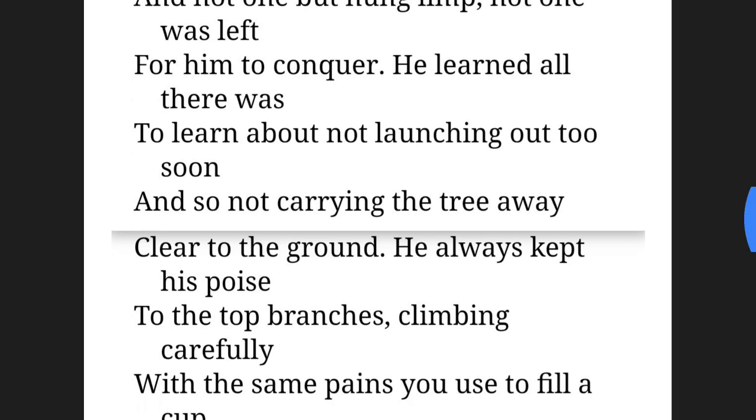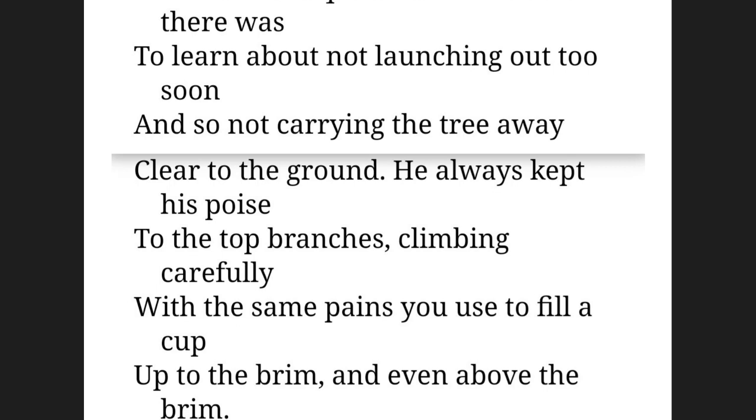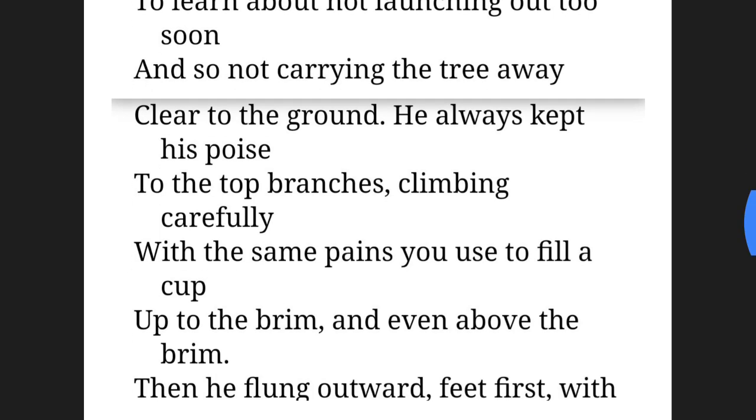He always kept his poise to the top branches, climbing carefully with the same pains he used to fill a cup up to the brim. So, how did the boy bend the branch? Well, the lower part of the tree is much thicker and is difficult to bend. So what you have to do is climb the tree to the topmost branch where it is the thinnest. And then your body weight will automatically bend it. The more you climb, the higher you go, it starts bending more and more. And then as you reach the tip, you have to be careful that you don't break it and don't fall to the ground. You can literally bend it all the way down to the ground.